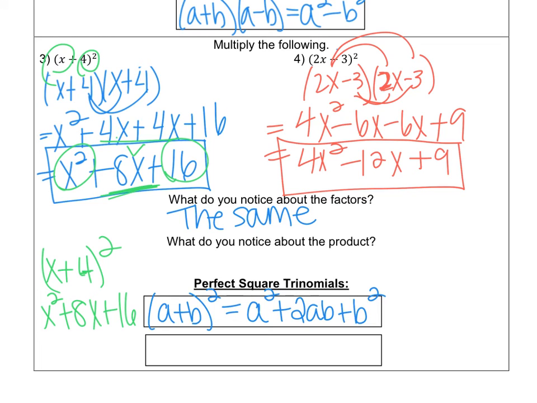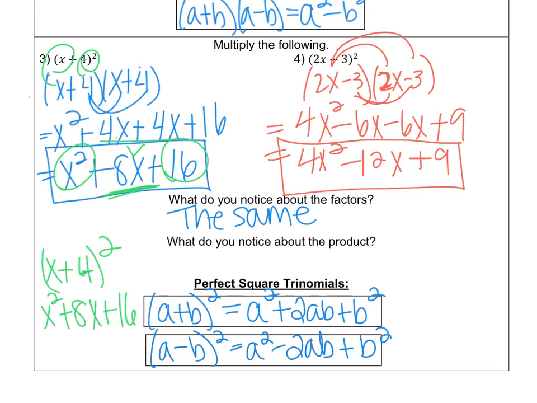Okay, now let's look at the number 4 problem. I'm still squaring a binomial, but my operation is a subtraction sign. So I would have a minus b squared. What you're going to do is you're still going to square the first term, but since my binomial is being subtracted, I'm going to have minus 2ab. And then I still get a plus b squared on the end, because anytime you square something, whether it's positive or negative, it's going to turn out positive.